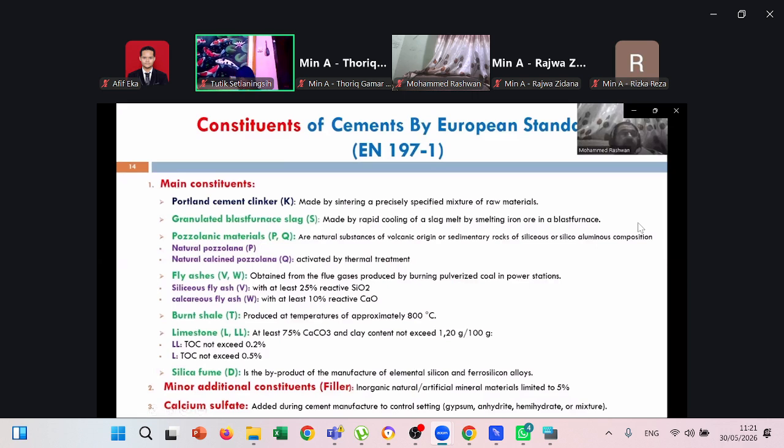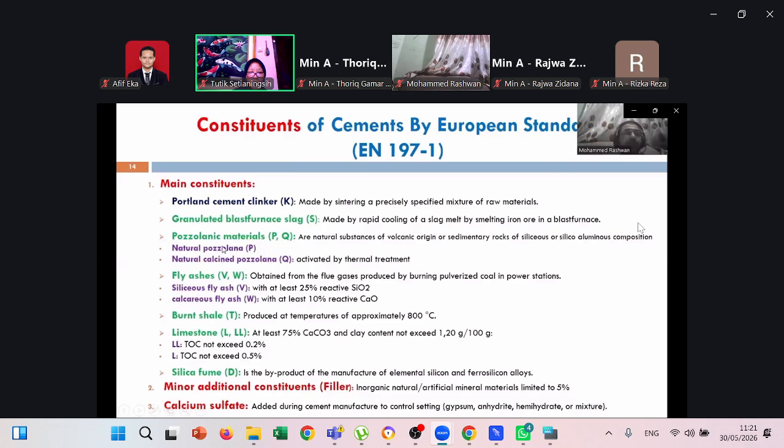The second main constituent is granulated blast furnace slag, denoted by S, which is made by rapid cooling of slag melt obtained by melting iron ore in a blast furnace, in the manufacturing of iron. The third type is pozzolanic material, P or Q. Pozzolanic material is any natural substance, of volcanic or sedimentary origin, characterized by its siliceous or siliceous-aluminous composition, high in silica and high in alumina.